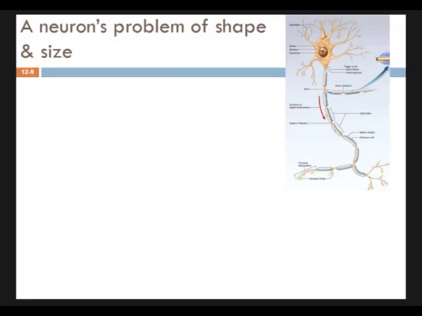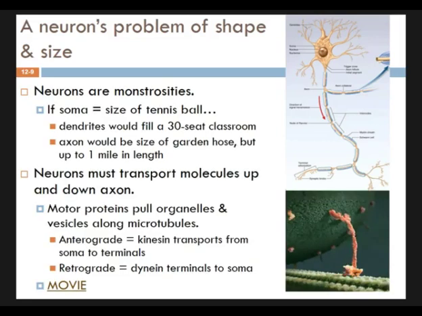Hang on. Moving materials back and forth, because otherwise, basically, the ends of your axon terminals would just starve for resources. They won't have what they need. Which then creates a problem if you have damage.